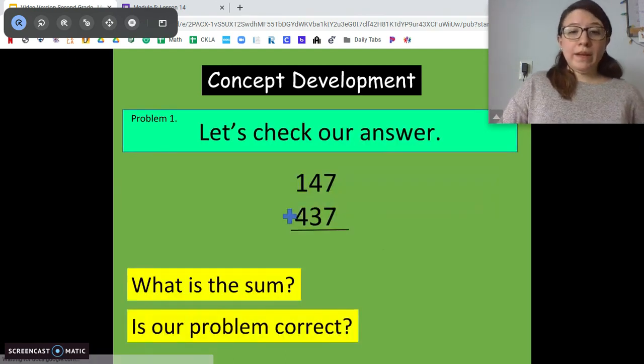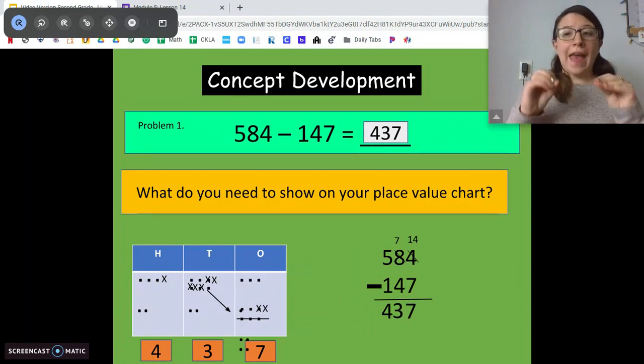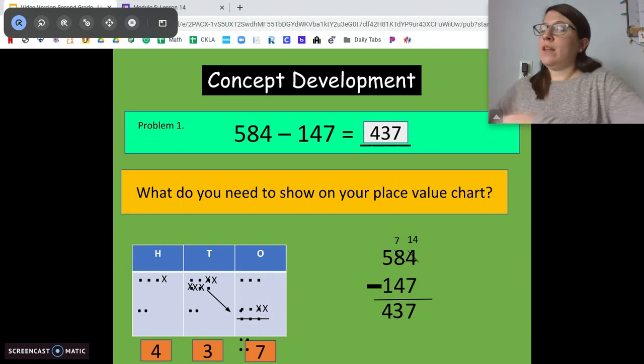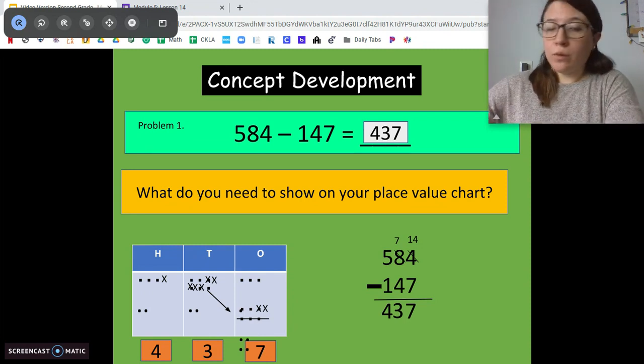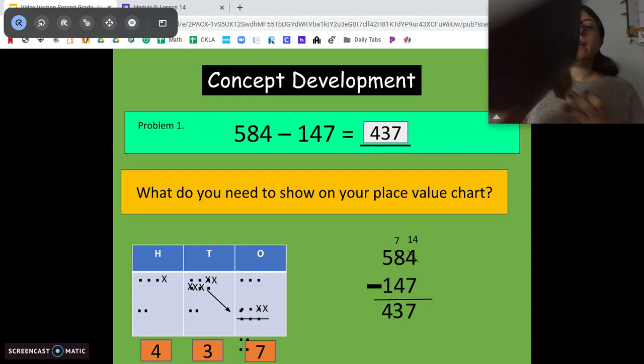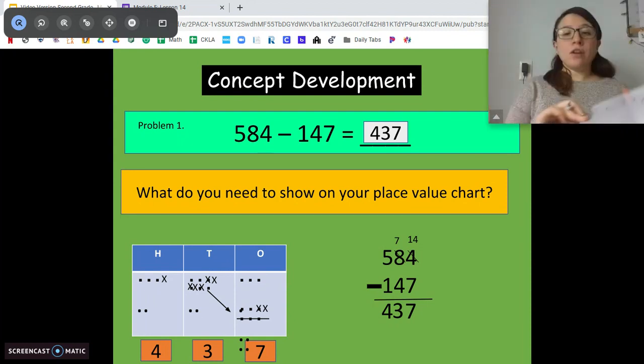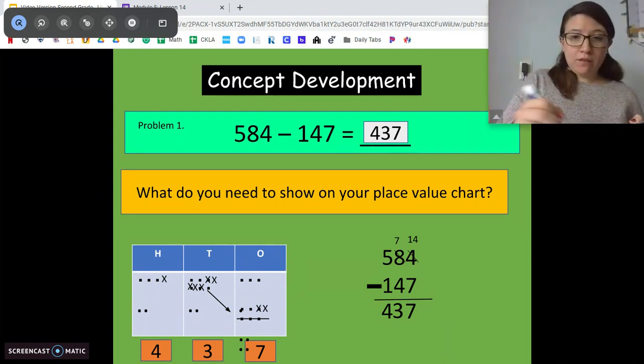Now, what we can do is check our answer. To check our answer, we're gonna add our 2 parts together and see if it equals our whole. So think of this like a number bond. So our whole is 584. That's the number we have on our place value chart. That's the number we started with. That's our whole. One of our parts is 147. The other part that we think that we got correct is 437.